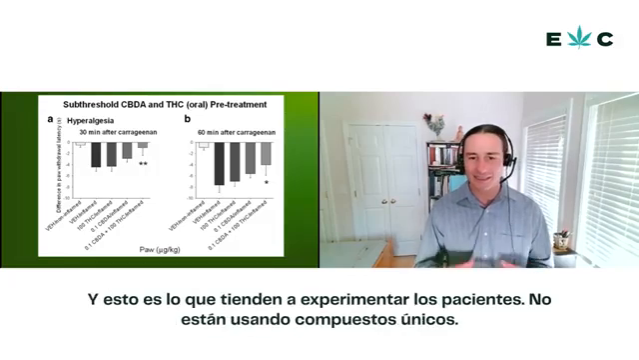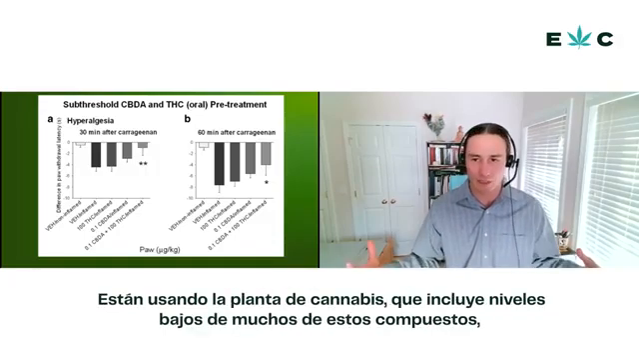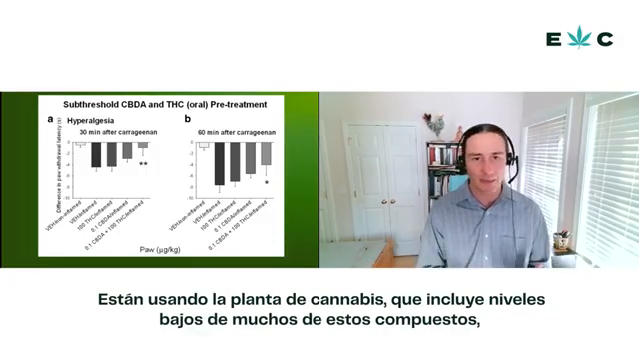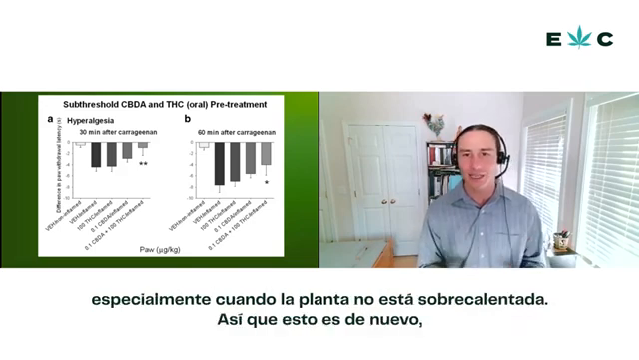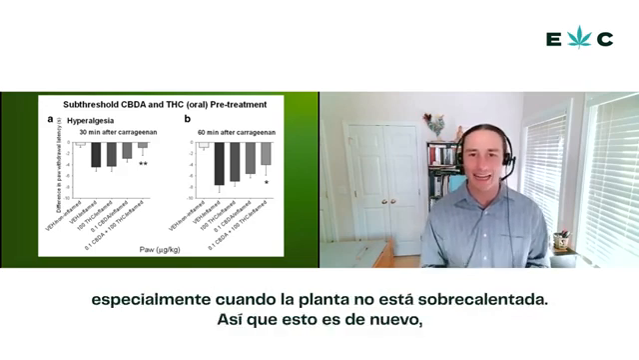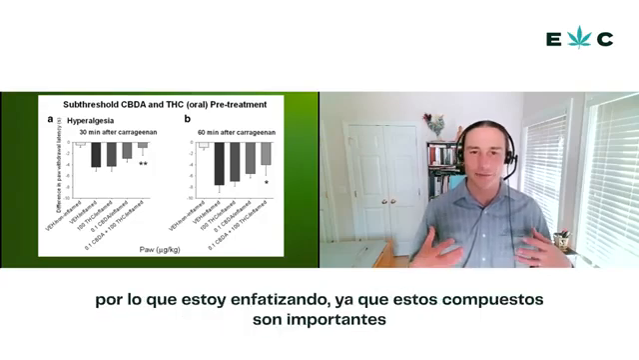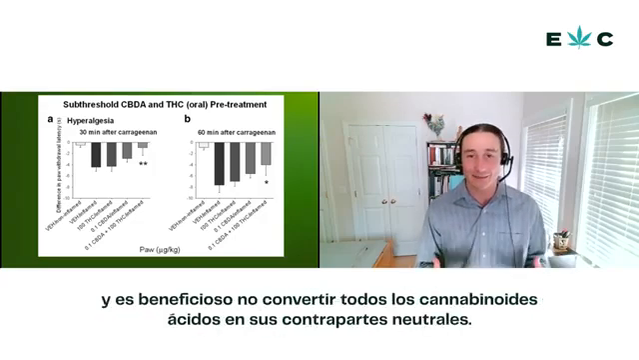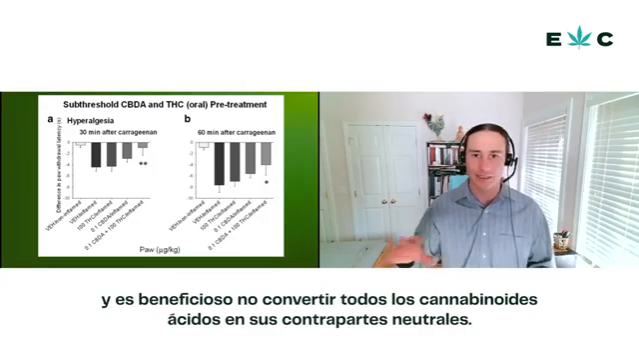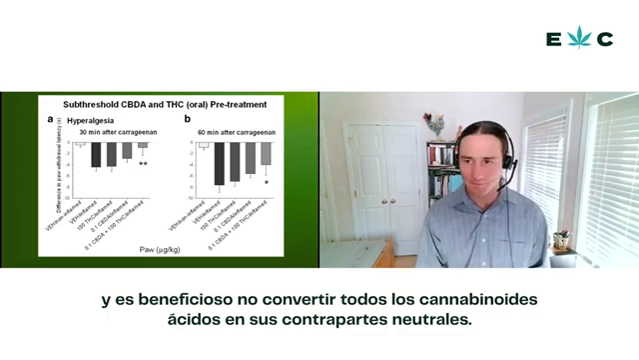They're not using single compounds, they're using the cannabis plant, which includes low levels of many of these compounds, especially when the plant is not overheated. And so this is, again, why I'm emphasizing that these compounds are important, and it's beneficial not to convert all of the acidic cannabinoids to their neutral counterparts.